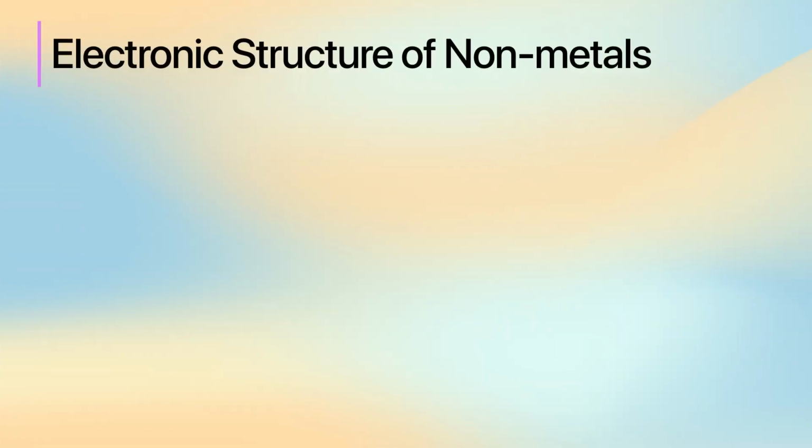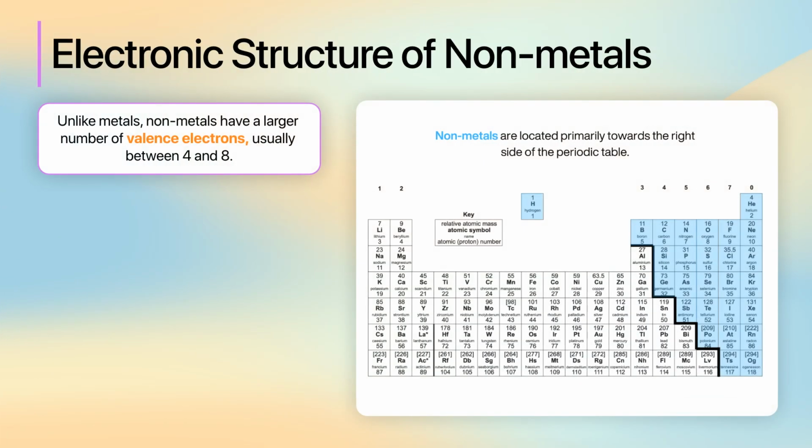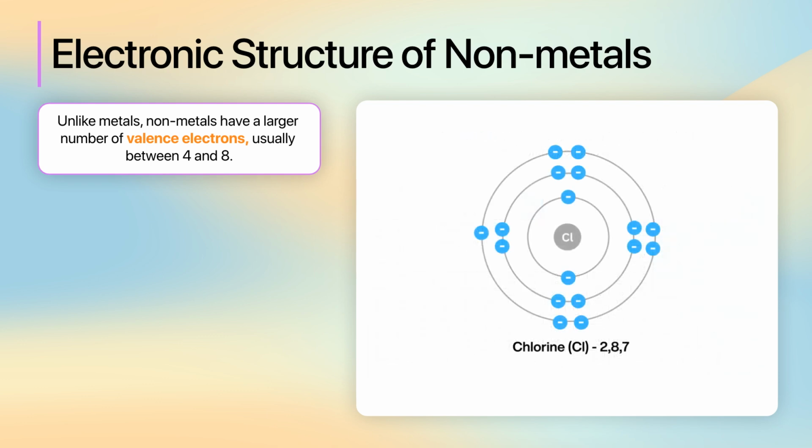Now let's switch to nonmetals. Nonmetals are found on the right side of the periodic table. Unlike metals, nonmetals have a larger number of valence electrons, usually between 4 and 8. For example, chlorine, Cl, has 7 valence electrons.